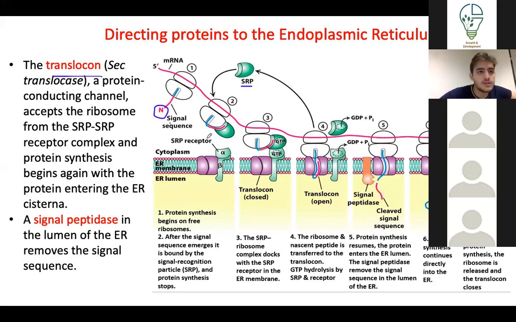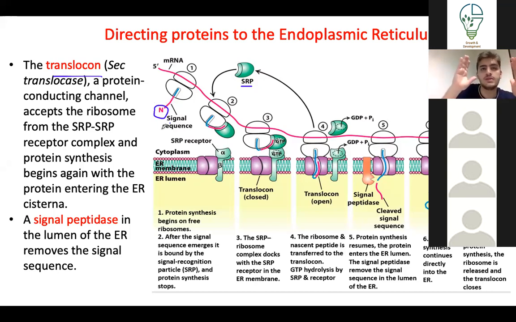So they move it to the endoplasmic reticulum. It sees the sequence. It says, oh, this is a hydrophobic sequence. I should go to the endoplasmic reticulum. So it goes to the endoplasmic reticulum, and what happens is it binds the SRP, or the signal recognition particle, and with the signal sequence creates a complex. This complex has GTPase activity.